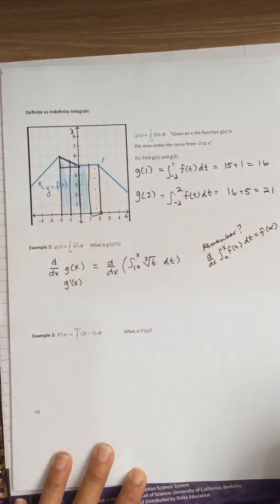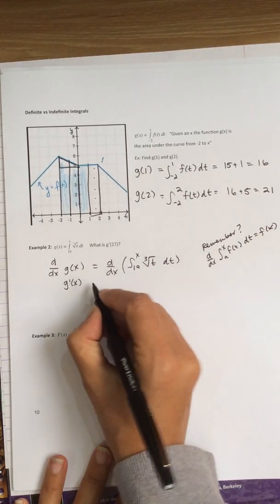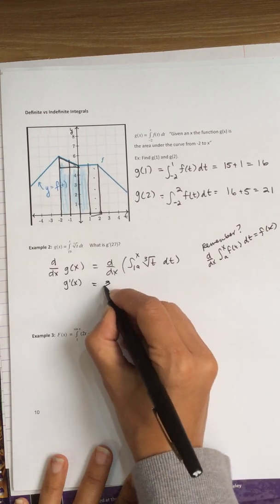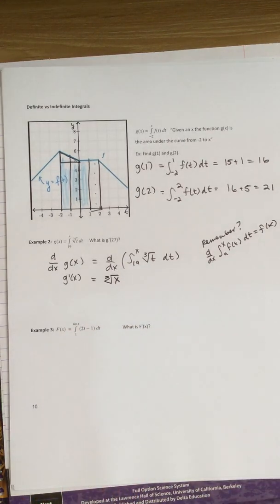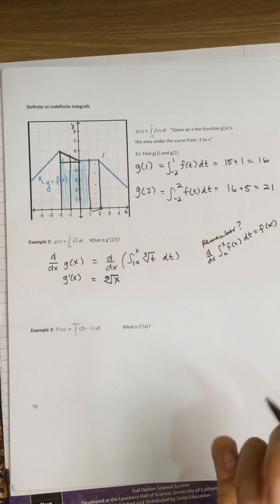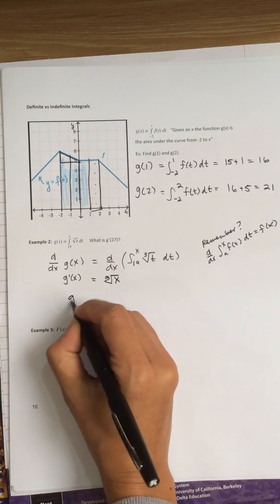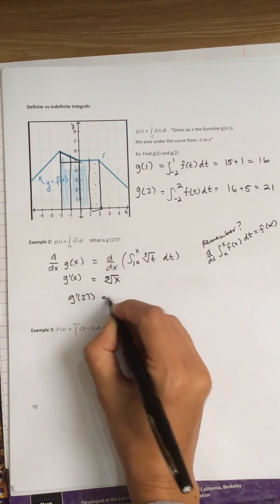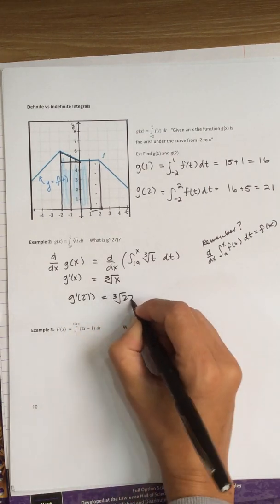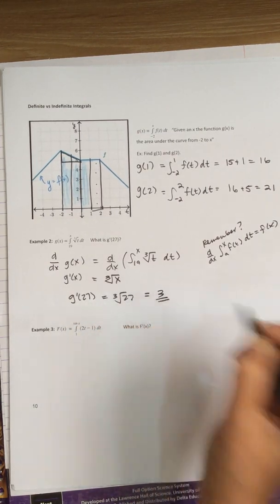So all I have to do is find f of x. So g prime of x is just equal to the cube root of x. That's it. It's equal to f of x. So now I need to find g prime of 27. Well, that's the cube root of 27, which is 3.